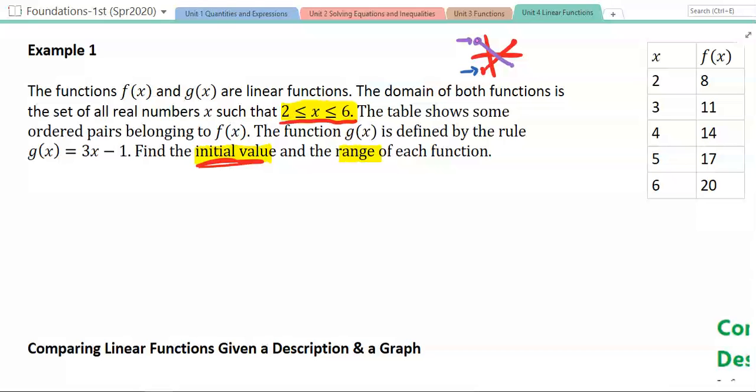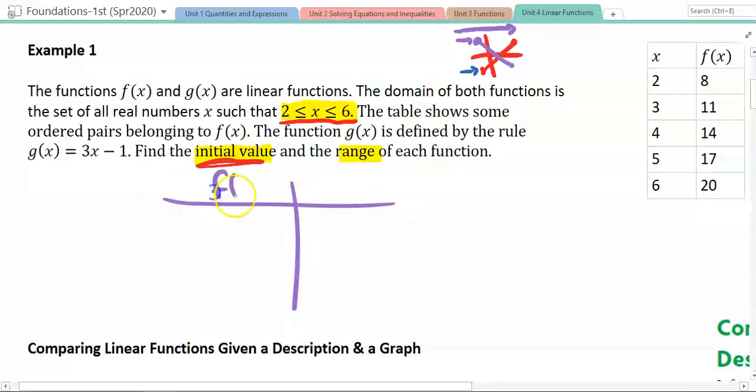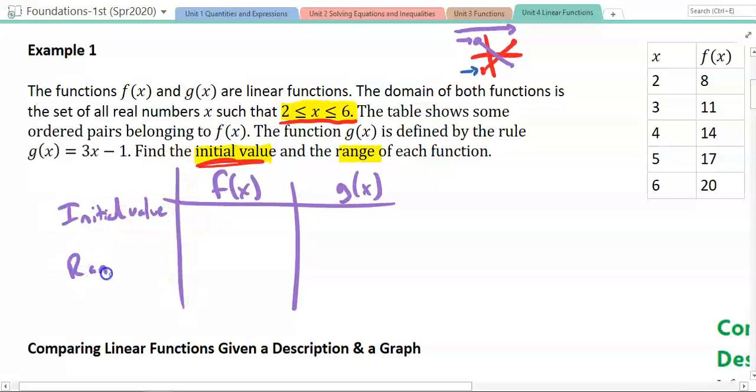And remember that we describe functions as we go across the coordinate plane from left to right. That's how we think of our number line, going from negatives to positives. All right, so what is the initial value of each of these functions? So we're going to talk about these with the f of x function and the g of x function, and so I'm making a little table here to organize all of the information that we're trying to find.